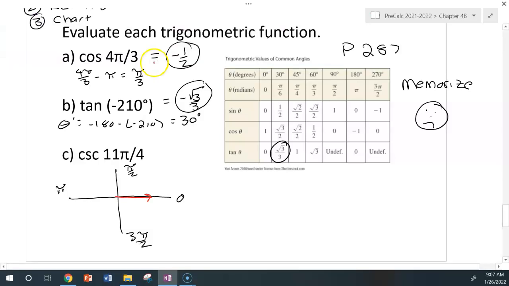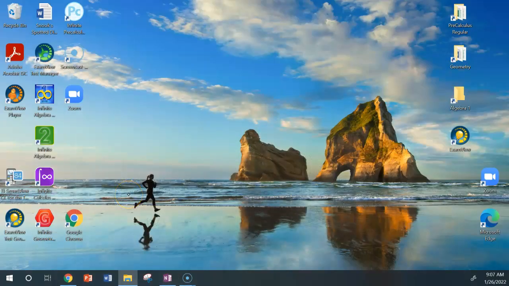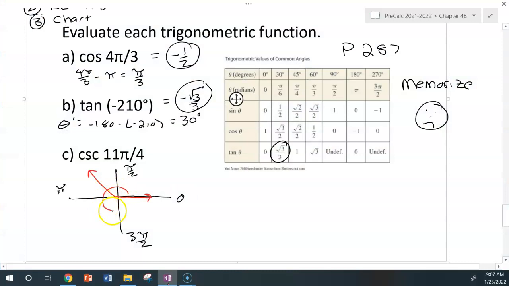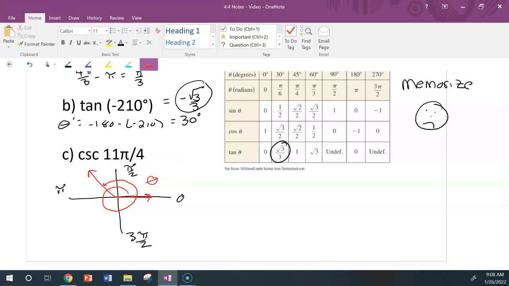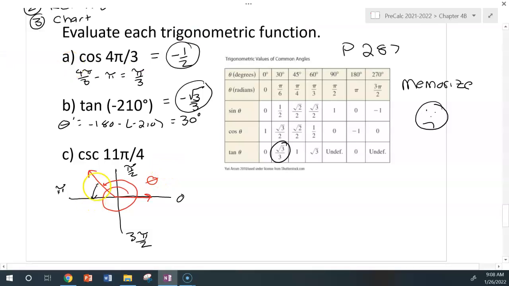So here's my angle. And it went right around there. So there's theta. Sorry, not prime, there's theta. Therefore, theta prime is right in here. This is pi and 3 pi. And this one is 11 pi over 4.